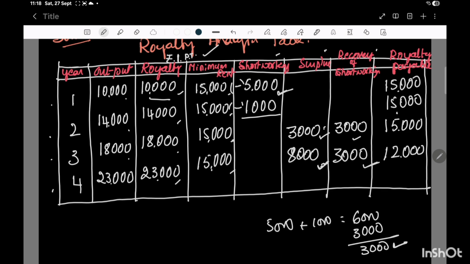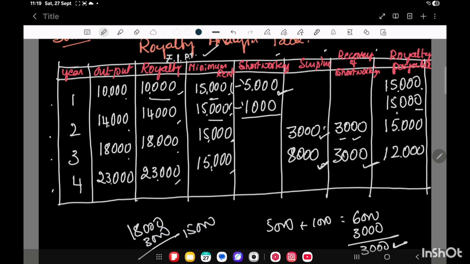Okay, now the last column is royalty payable, the money that is to be paid to the owner of the land, the landlord, the lessor. Whenever there is a short workings, you are paying equal to your minimum rent, 15,000. Whenever the royalty is less than the minimum rent, you are going to pay equal to minimum rent. Okay, and in the third year there is a surplus. What you have to do? 18,000 is the royalty, and the recovery you have done is 3,000. So you have to pay 15,000.